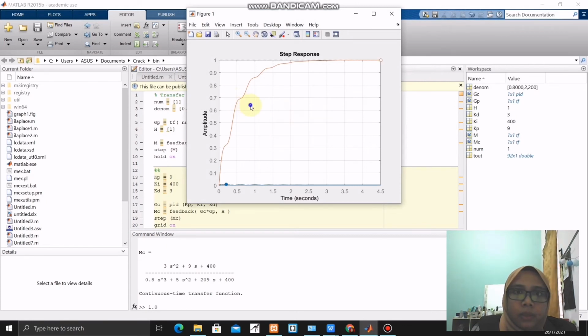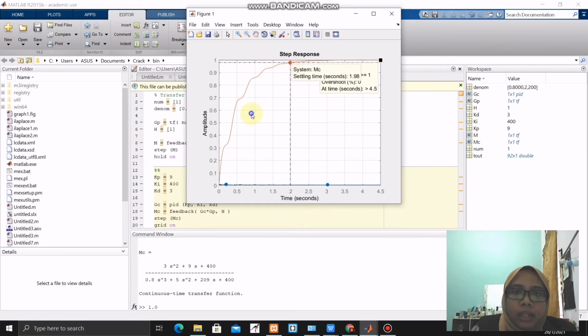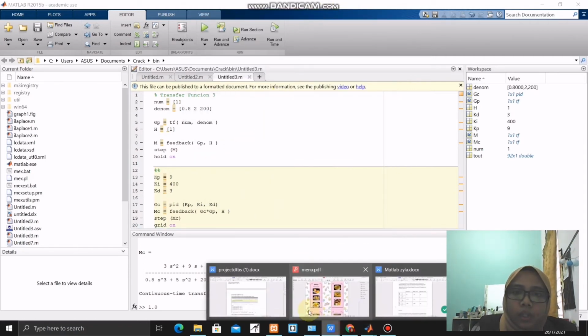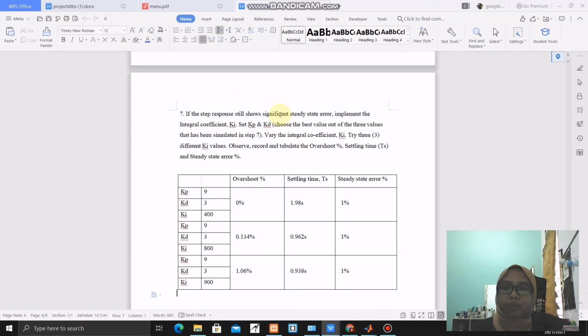My peak response is 0%, settling time is 1.98 seconds, and steady state error is 1%. So the conclusion is, for the third transfer function, the best controller is the PID controller, because when it is used, the system reaches a steady state error of 1% and the overshoot is 0% when KP is 9, KD is 3, and KI is 400. So that's all from me. Thank you.